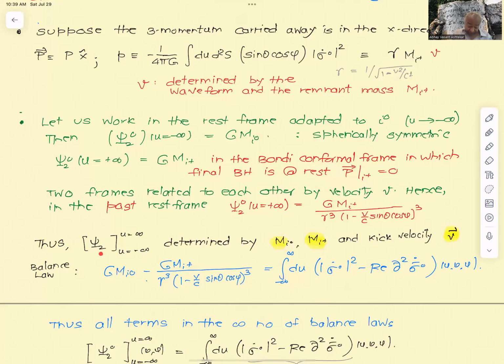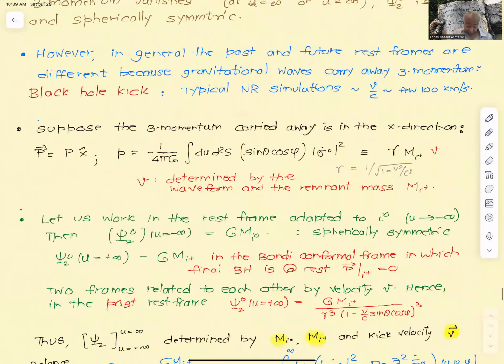And therefore, if I take the difference between psi 2 naught at the two ends up here, then that is completely determined by M naught plus up here, and the kick velocity. And the kick velocities can be derived from the waveform up here. And therefore, I get an equation, because I'm just looking at the balance law.